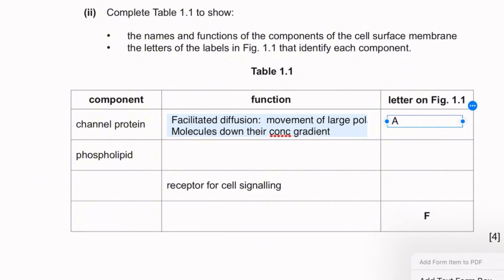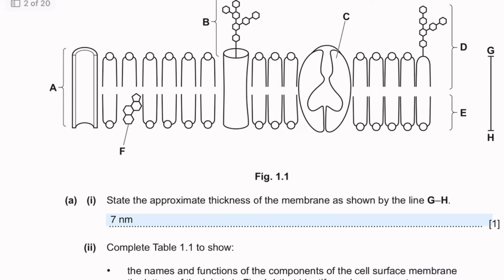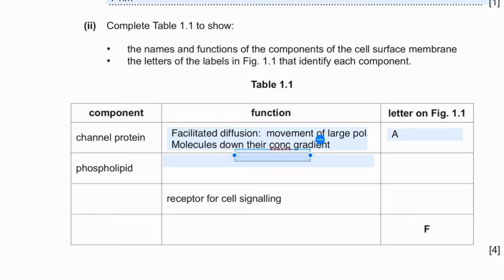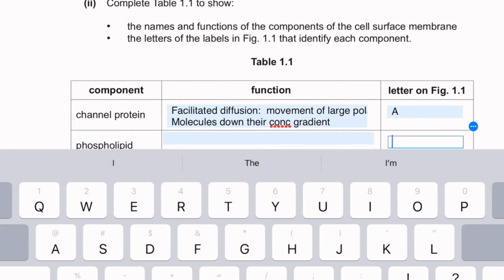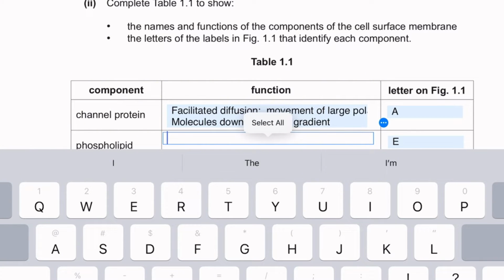Okay, then you have phospholipid. Let's see firstly where phospholipid is labeled, and it's going to be letter E. So go ahead and add letter E here. And then for the function of phospholipid, there are a bunch of functions, one of which will be maintaining stability of the plasma membrane.